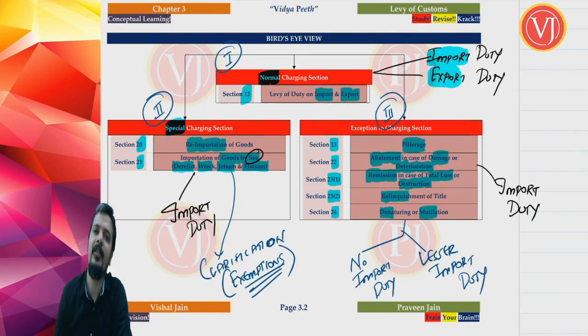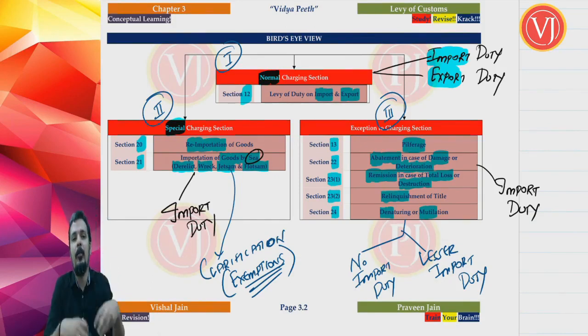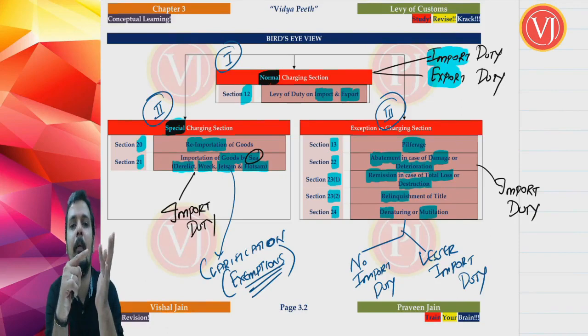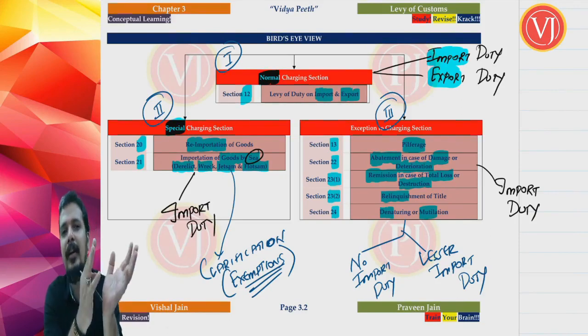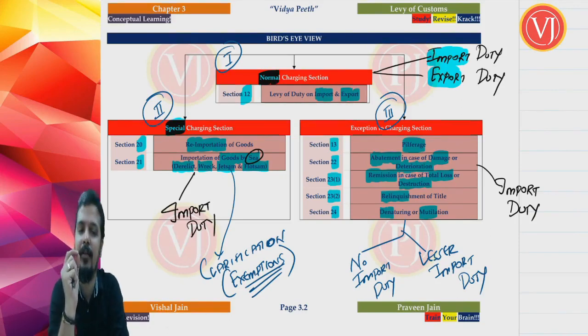Special charging section, section 20, section 21 talks only about your importation, that is import duty. Section 20, reimportation of goods. You are importing the goods again. Section 21, importation of special goods by way of sea, that is it. Your direct jet SAM and float SAM. We will understand the terms when we are discussing section 21.